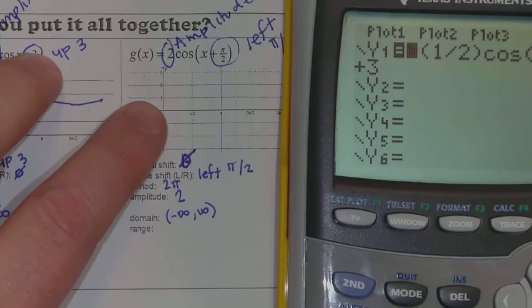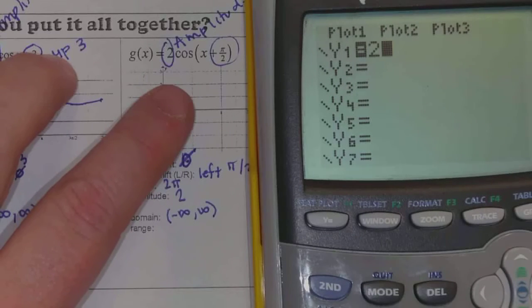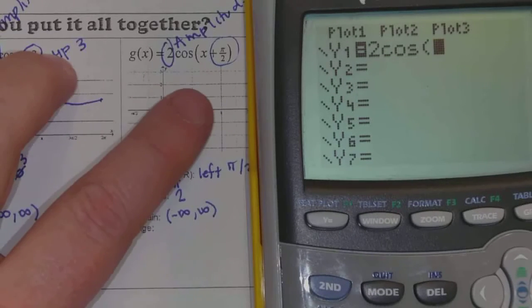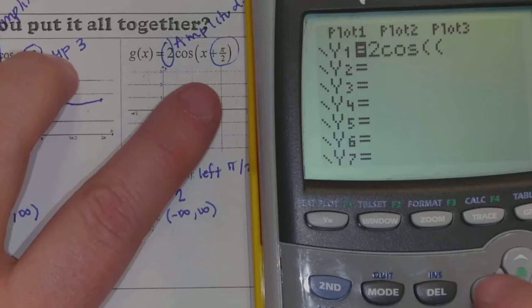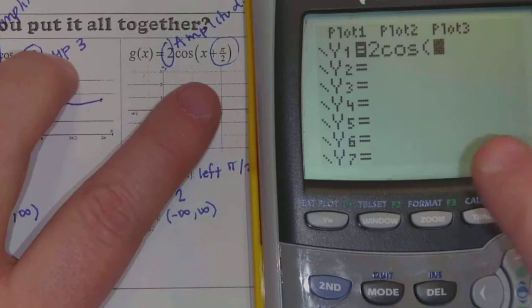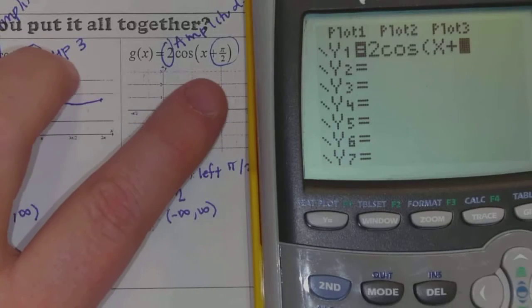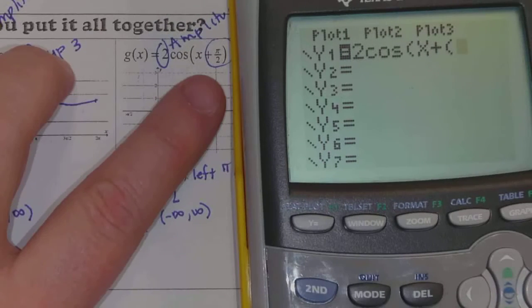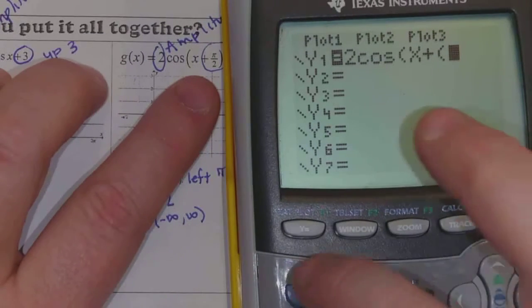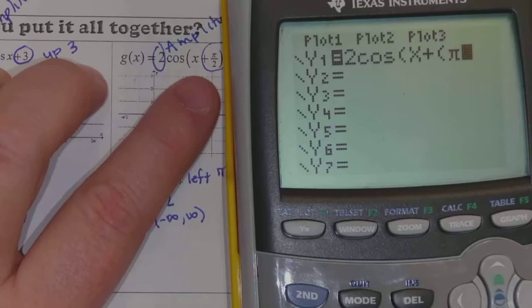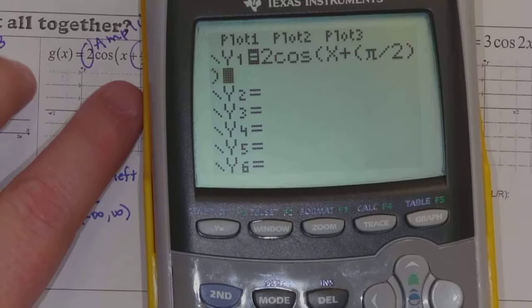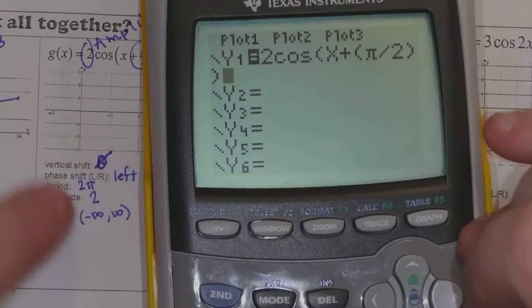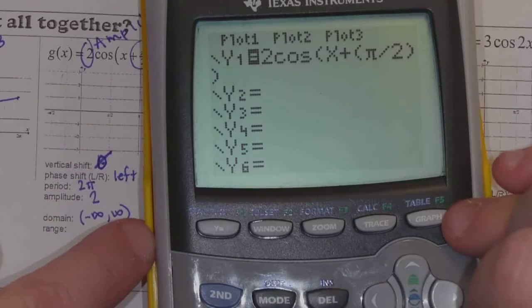So go into your y equals. You're going to do 2 cosine. Open those parentheses. Well, they're open for you already. Do x plus, and you guys remember how I said I always put my fractions in parentheses so my calculator doesn't get confused. So do that pi divided by 2 in its own set of parentheses, just like that. And then you can hit graph on your graphing calculator. Questions on how I entered that in my calculator?